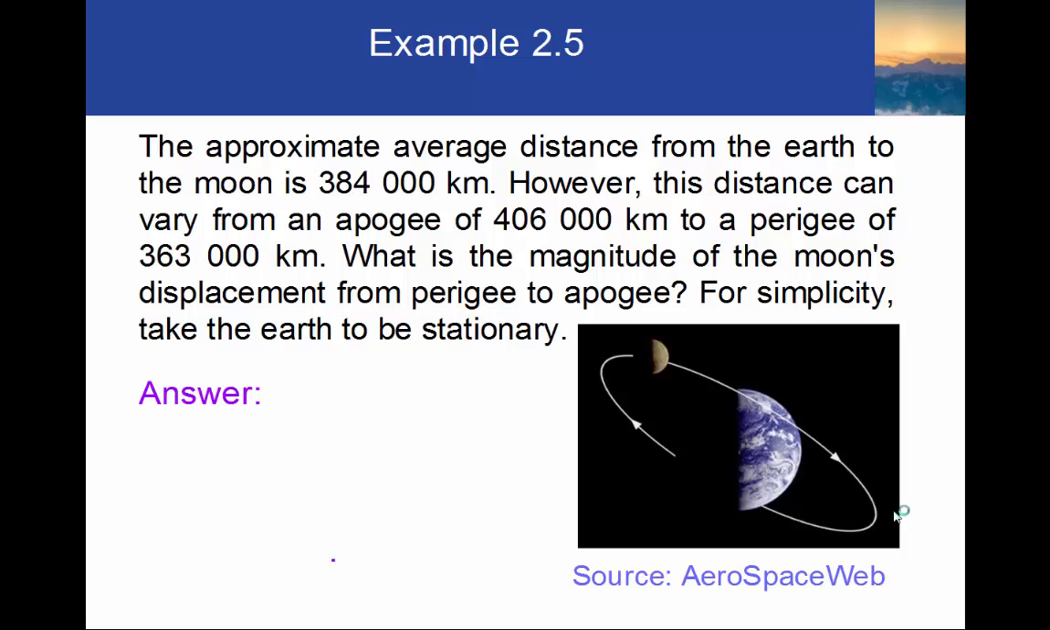And in fact, the closest to the Earth might be over here. And this point over here is called the perigee. And this point over here that's farthest away is called the apogee. And it turns out that at this farthest point, this apogee, there's a 406,000 kilometer distance between Earth and Moon. And at perigee, it's a 363,000 kilometer distance. And so if, for simplicity, we take the Earth to be stationary, how far is it from perigee to apogee?